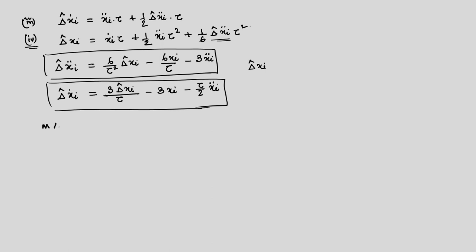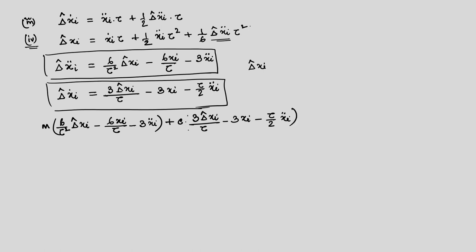So, what we have, m delta x_i double dot hat, and for that we can use the expression that we have just derived. So, in place of that we write 6 by tau square delta x_i hat minus 6 x_i dot divided by tau minus 3 x_i double dot. So, that is the first part of the equation. Then c times delta x_i dot hat. For that we have the expression ready, so we will replace that. So, we have 3 times delta x_i hat divided by tau minus 3 x_i dot minus tau by 2 x_i double dot, plus k times delta x_i hat is equal to delta f_i hat.